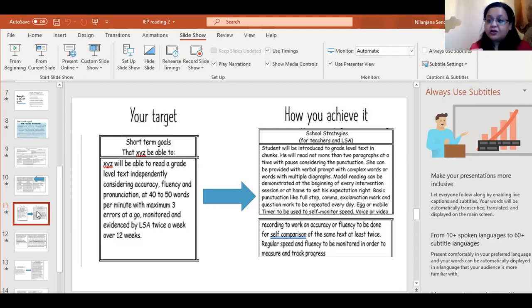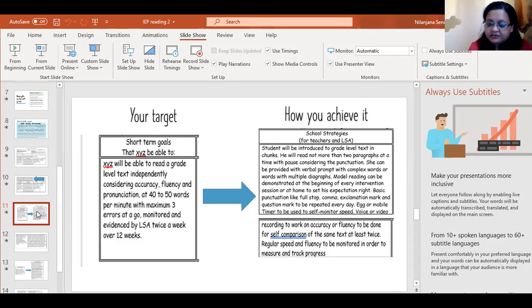It is very important to model read because you have to tell them the types of sentences, not exactly in writing, but for understanding. It's very important when they are using a full stop, comma, exclamation mark, question mark, very important.